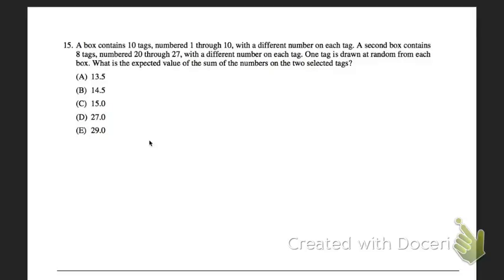First one, so the expected value of the first one would be 5, right? 5.5 because it's in the center. Because it's 1 through 10, so the midpoint of that is 5.5. Like, the expected value for the first set of tags is 5.5. The expected value for this one would be 23.5. And then you just add them together to get 29. Yes. Thank you.